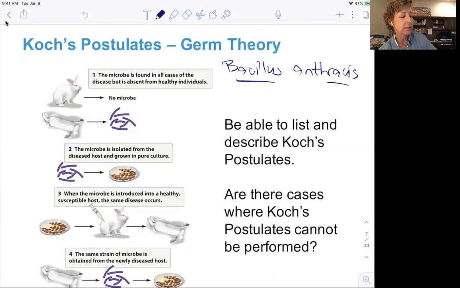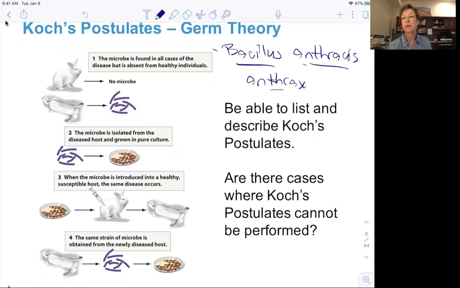And the disease that it causes is the disease anthrax. So the name of the organism is Bacillus anthracis, and the disease that results is anthrax. So he developed a series of steps that he later termed Koch's postulates, and we now know as germ theory, which connects specific microbes to specific diseases.